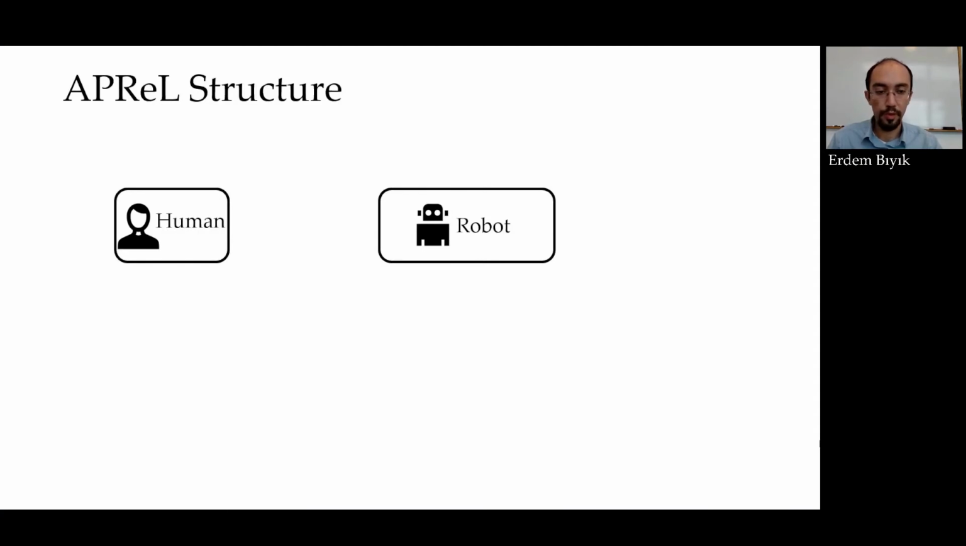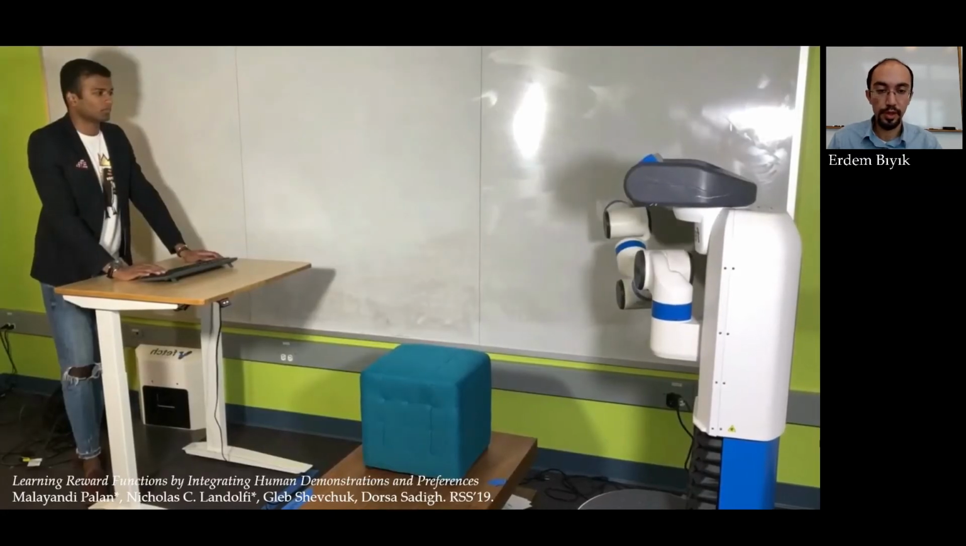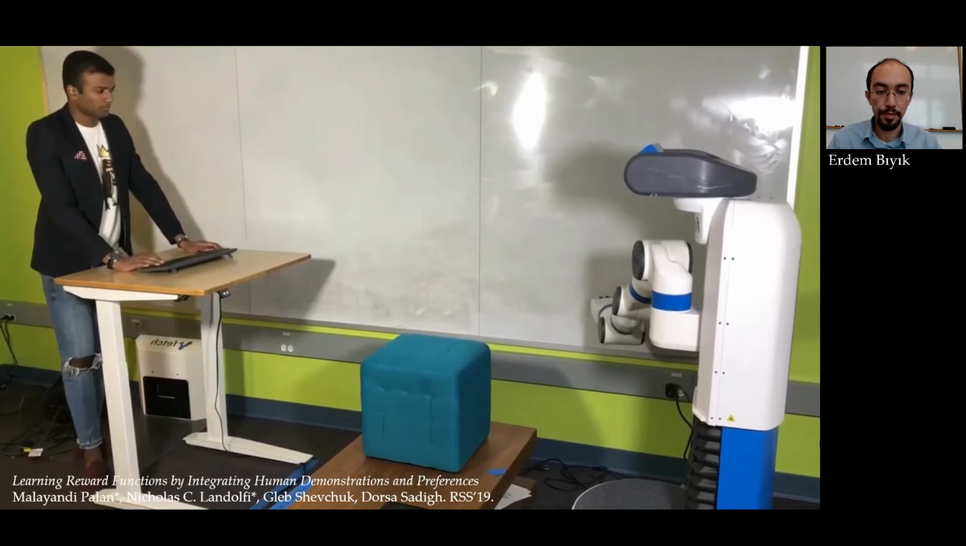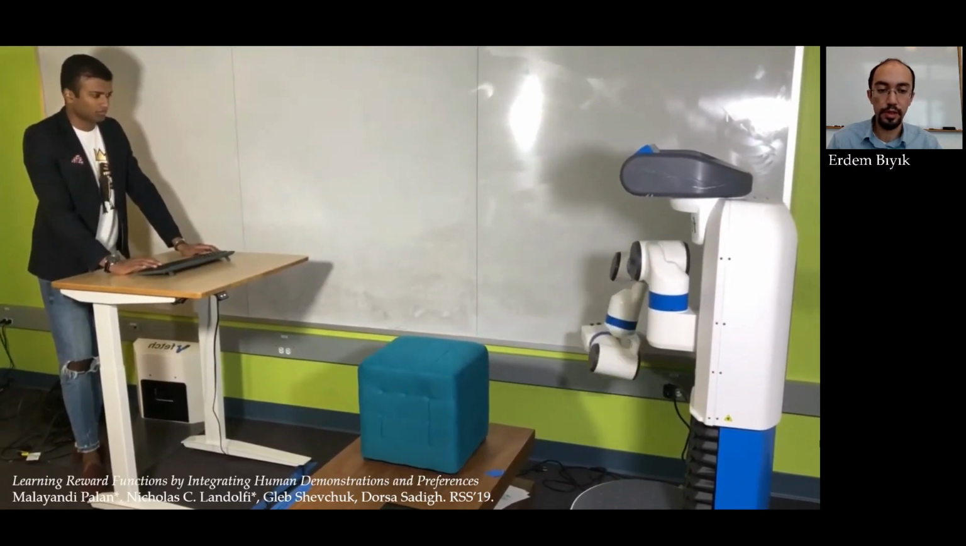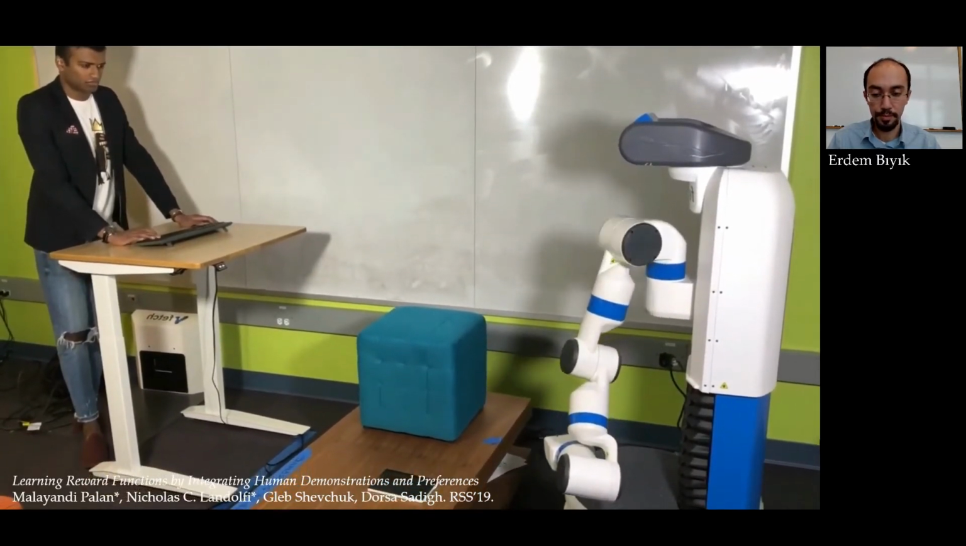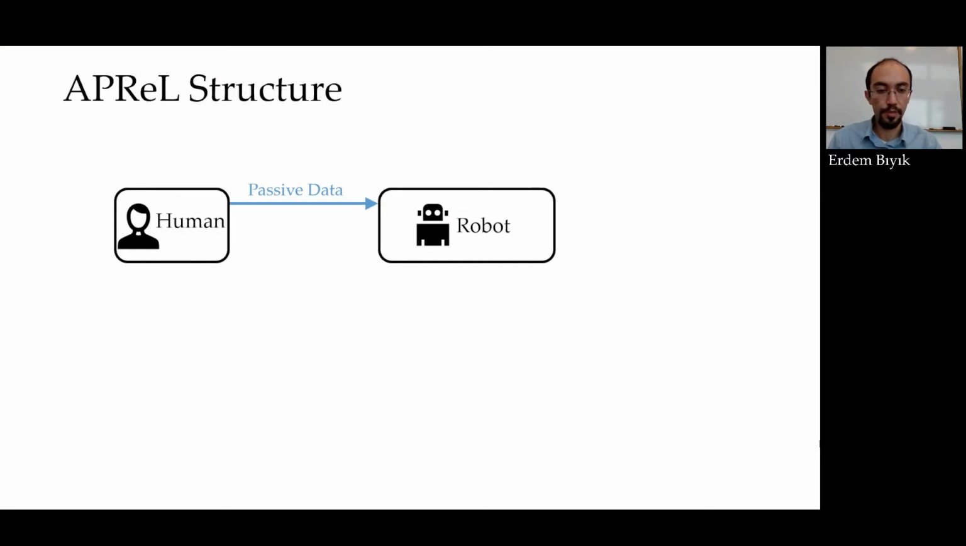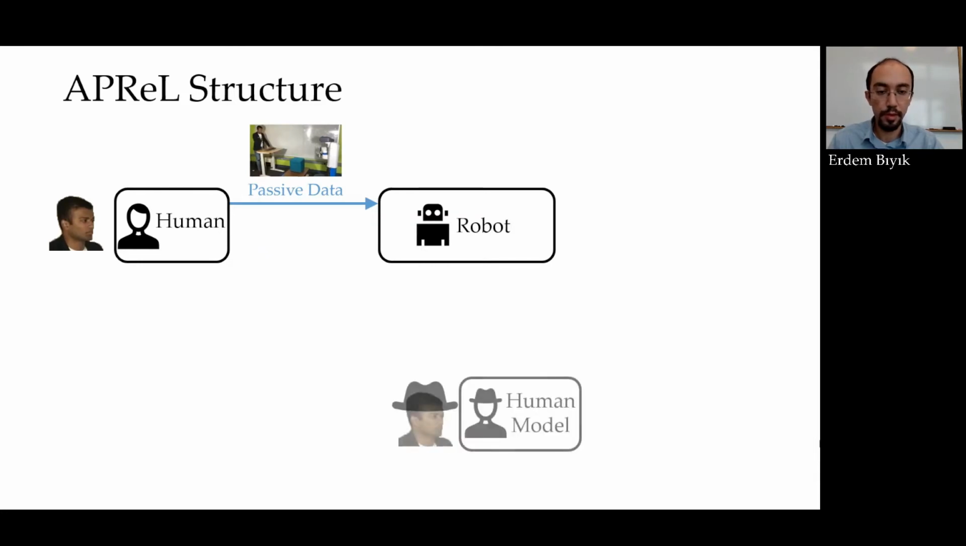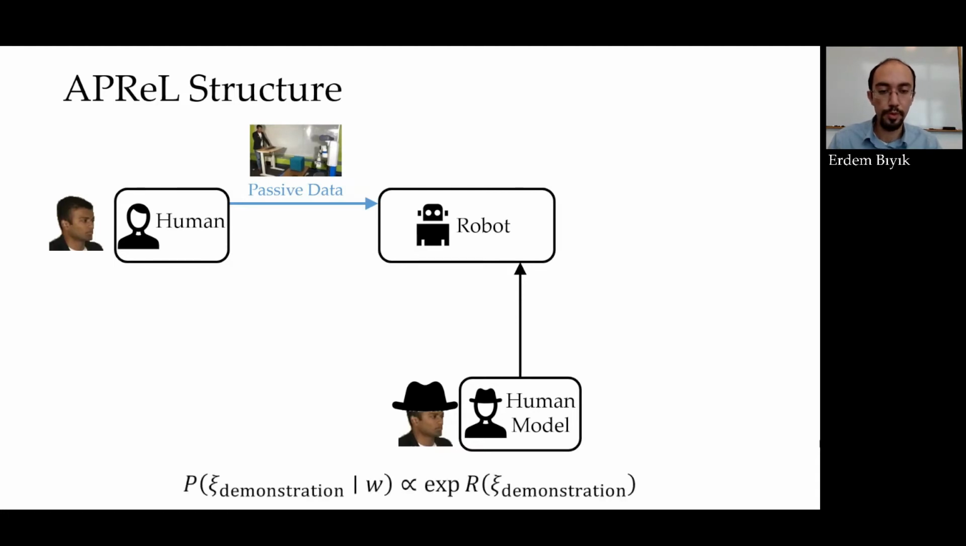So, in our problem, we have a human and a robot, and the human provides some data to the robot. For example, it can give expert demonstrations, as in this video. These demonstrations are passively collected data, and they will help the robot better identify the unknown reward parameters w. The robot will then adopt a human model for the collected data. For example, in Bayesian inverse reinforcement learning, we assume the probability of an expert demonstration is proportional to the exponential of its reward. Our library APREL allows designers to customize the human model they want to adopt.